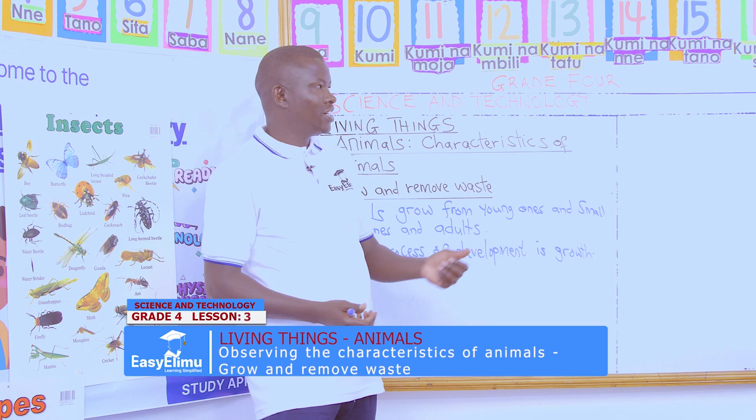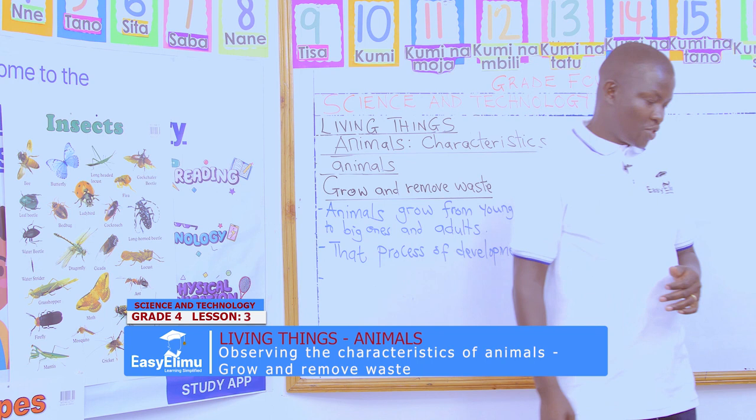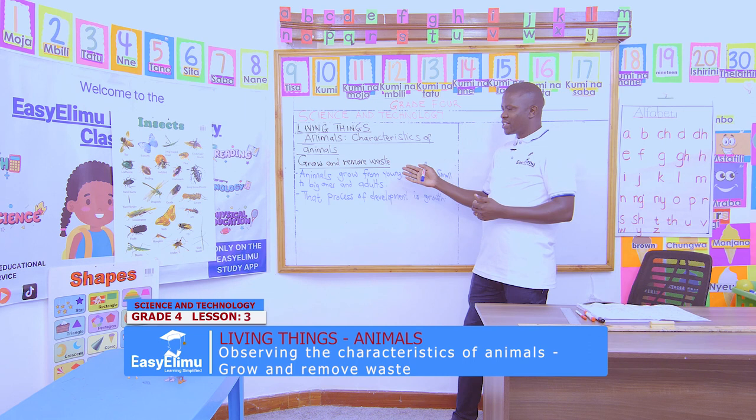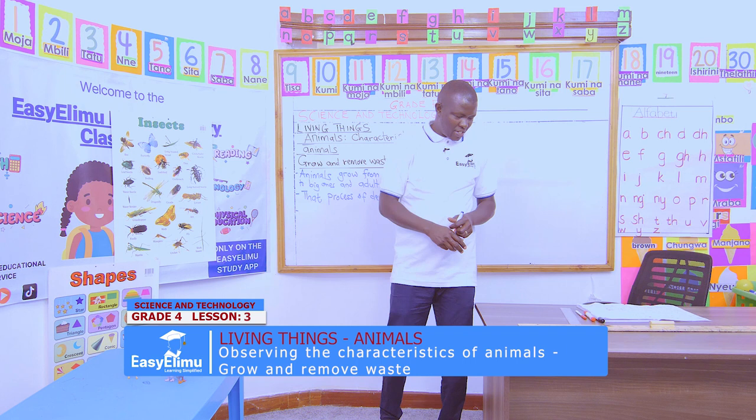We are on animals and their characteristics. And on our previous lesson, we said animals breathe and feed. Today, I want us to look at characteristics that animals grow and also animals remove waste. Animals grow and also animals remove waste.